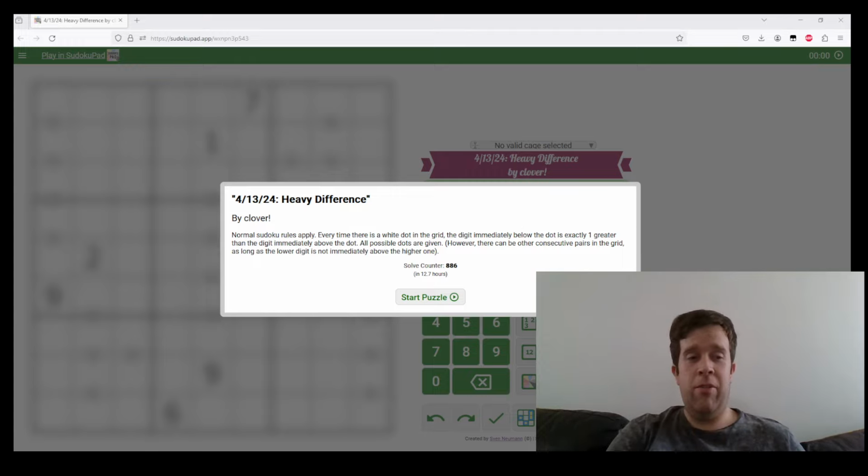Today we're looking at April 13th, 2024's Heavy Difference by Clover. Clover is one of our setters here at Gas HQ. So am I. My name is Bill Murphy.